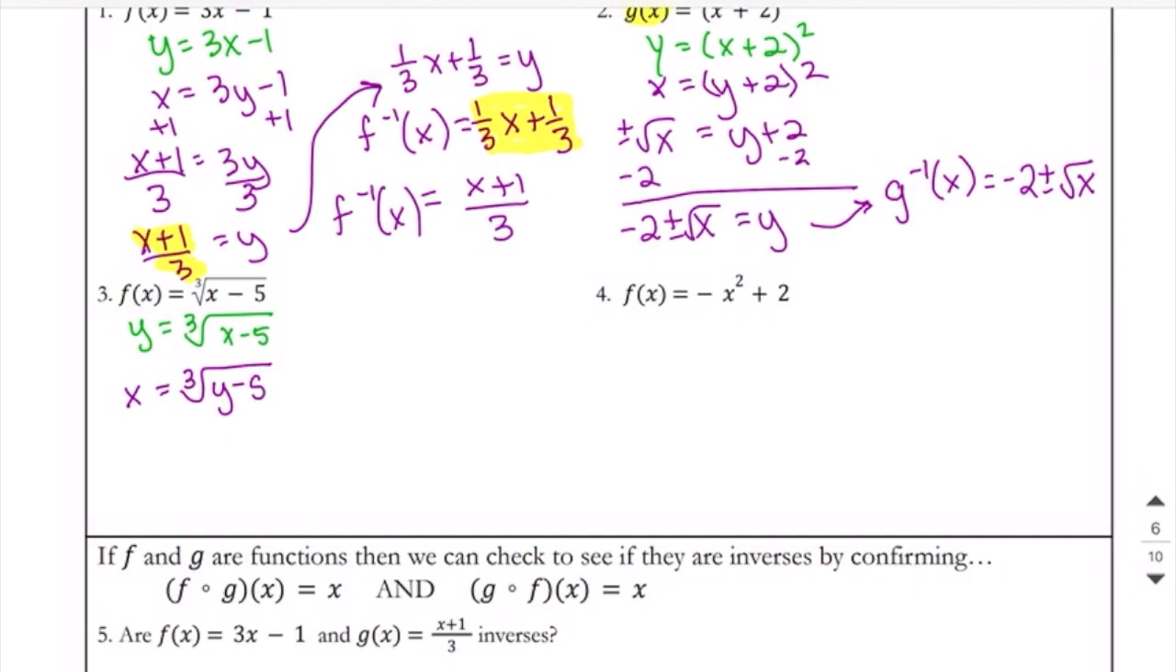The very first thing, since the whole thing is being cubed, we have to take both sides to the 3rd power. So we end up with x cubed equals y minus 5, because the 3rd power cancels the cube root. And then we're going to add the 5 over, which in turn, now the last thing to do is state that that is the inverse function that we just found.